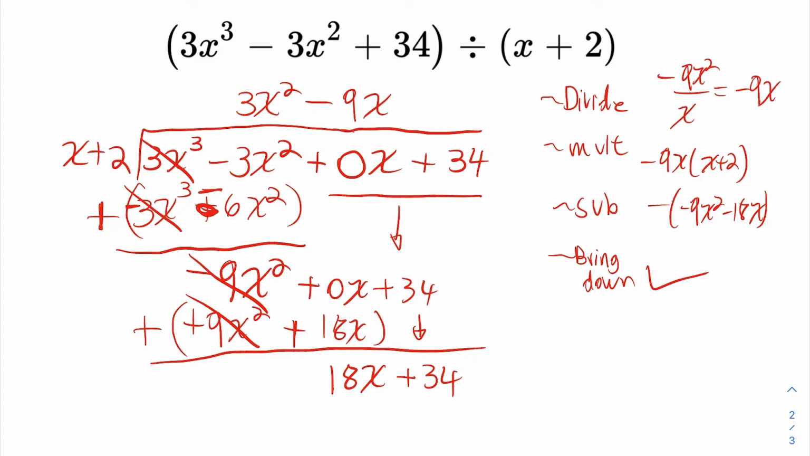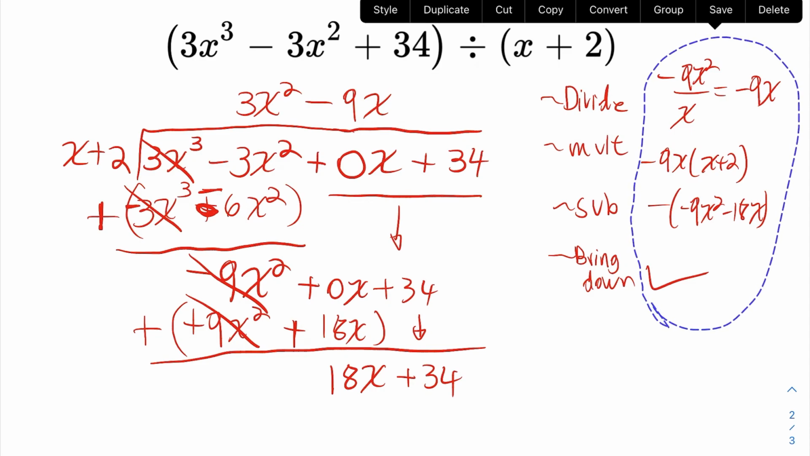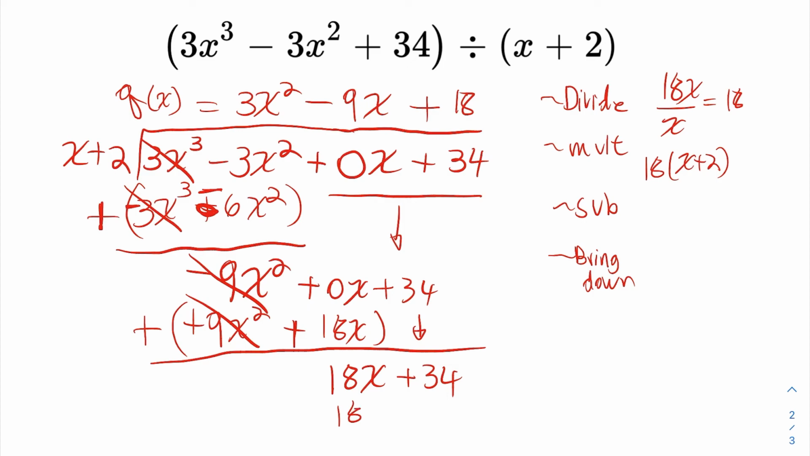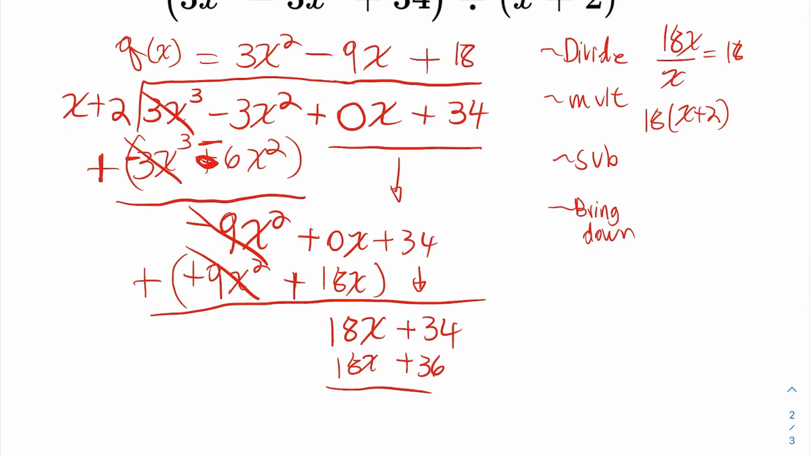And then I only have one more iteration of this process to go through. So let's go through this one last time. So first step is to divide. I'm dividing the leading coefficients once again, which is 18x over x, which gives me 18. So the last term in the quotient is 18. This is the quotient, the q of x. Then I multiply that 18 by the x plus 2 to get 18x plus 36. So that's the multiply step.